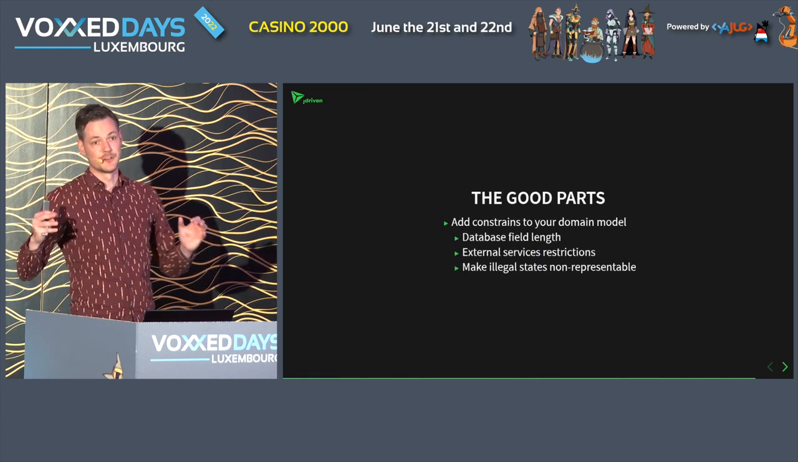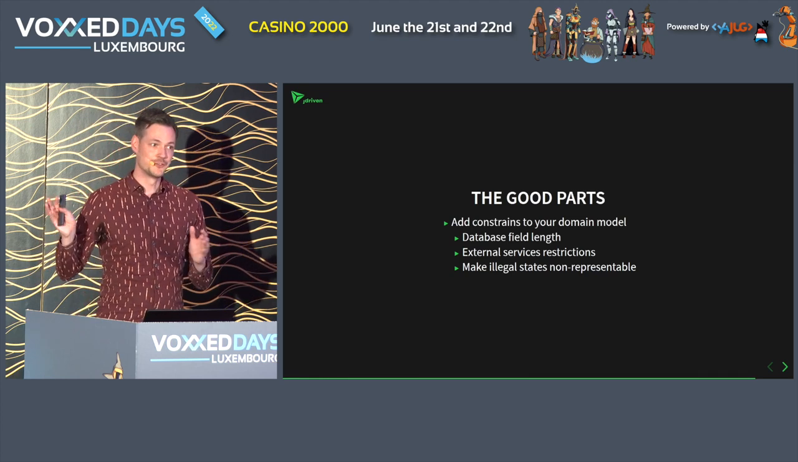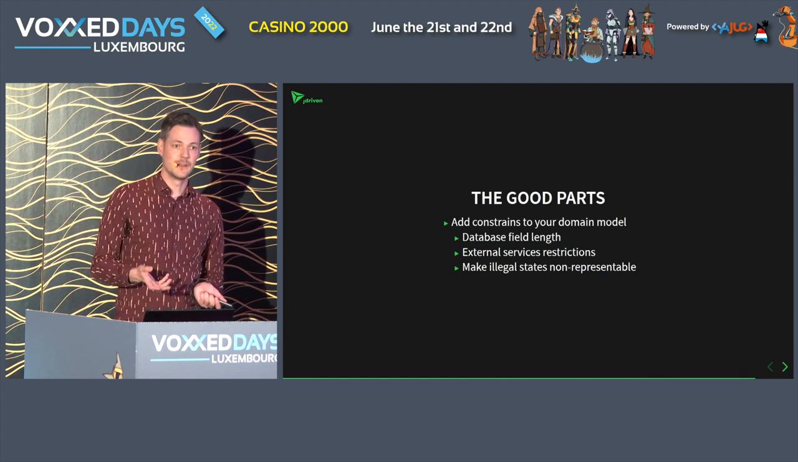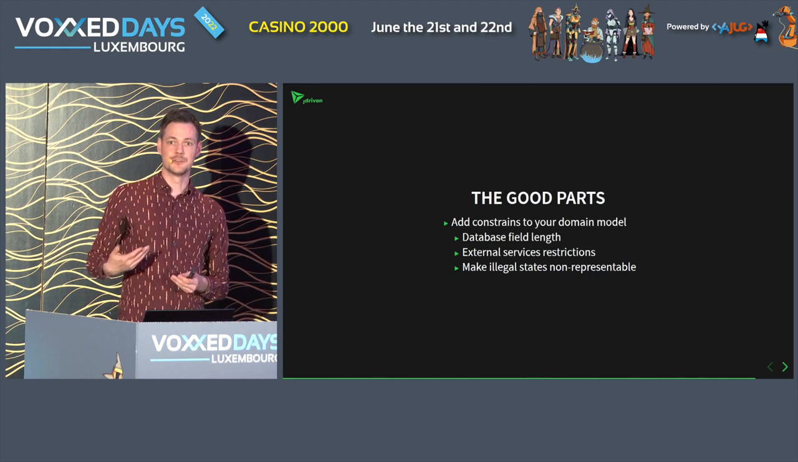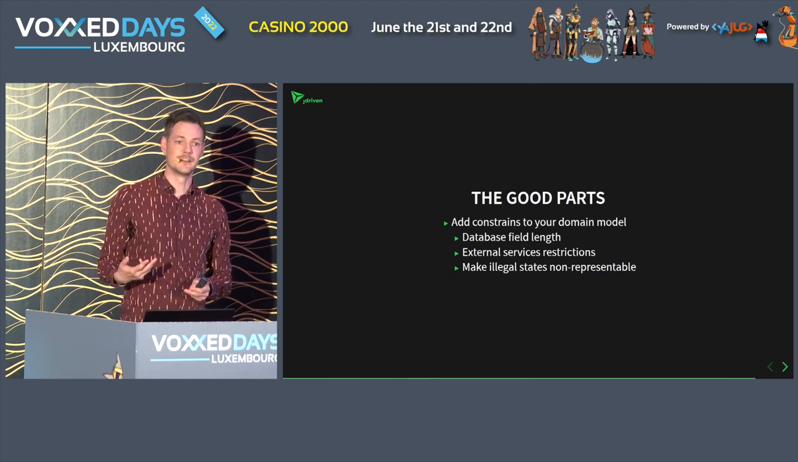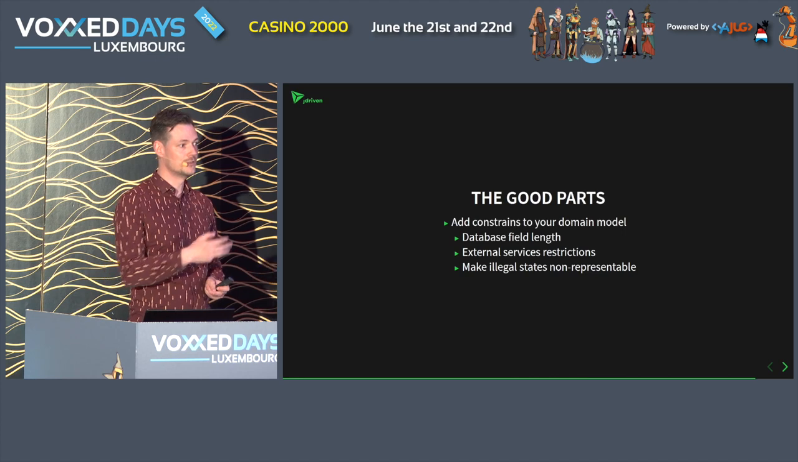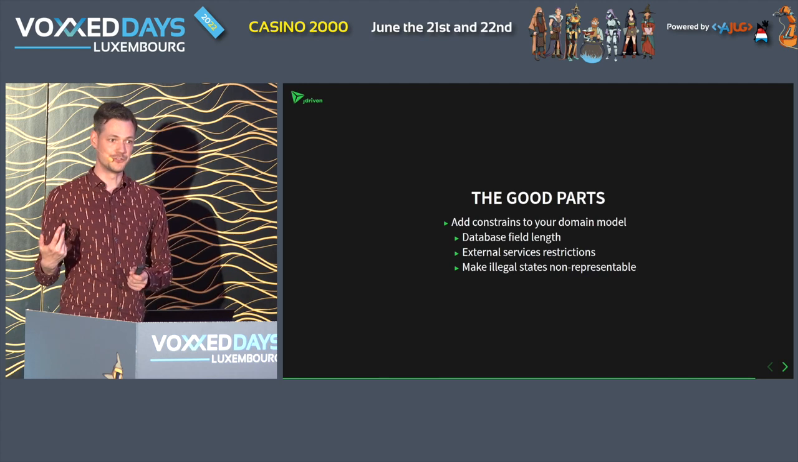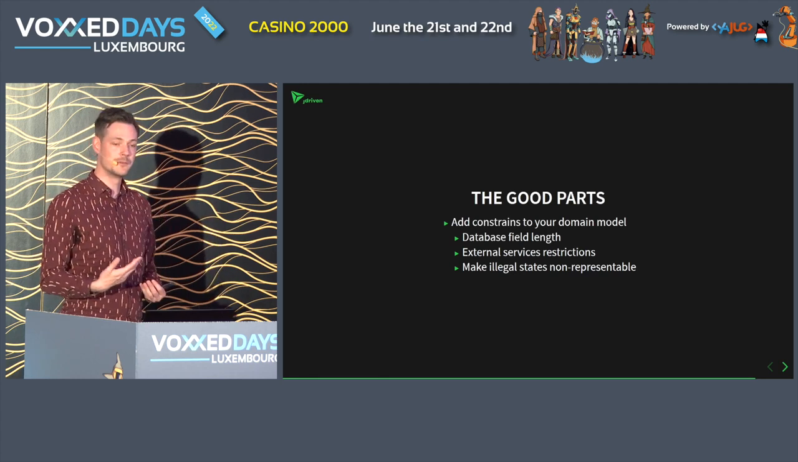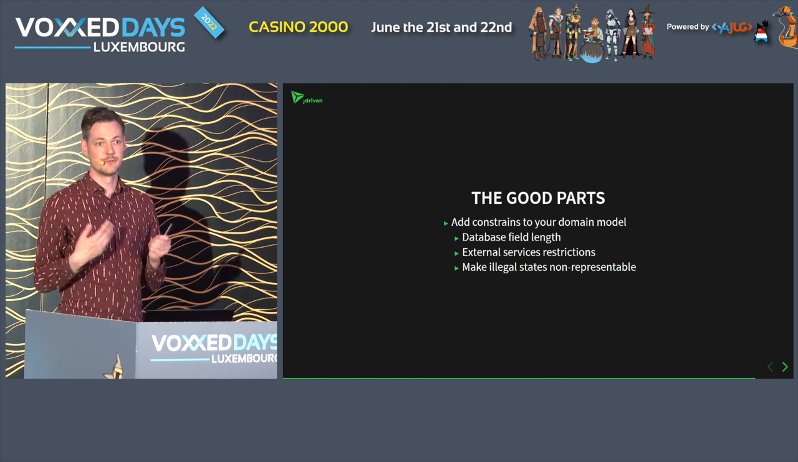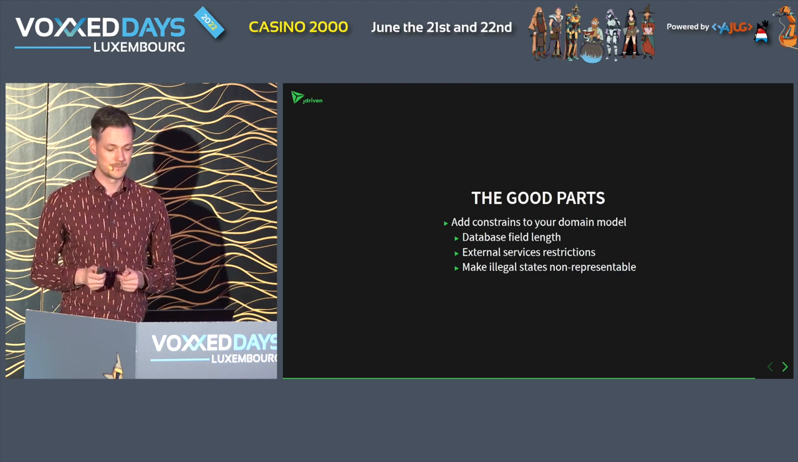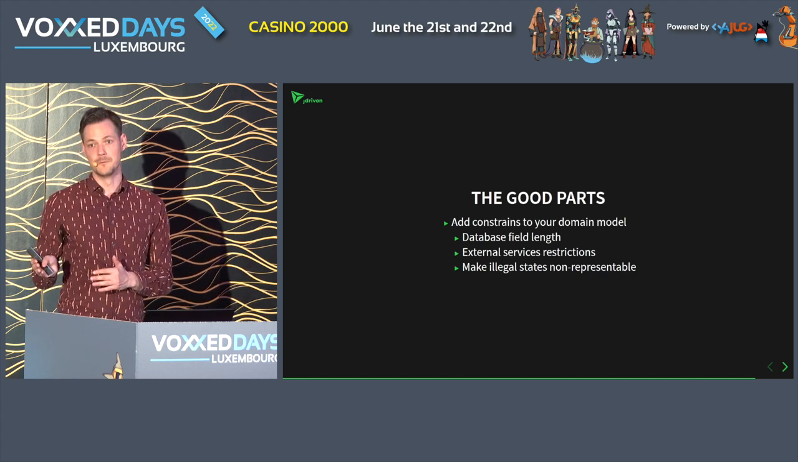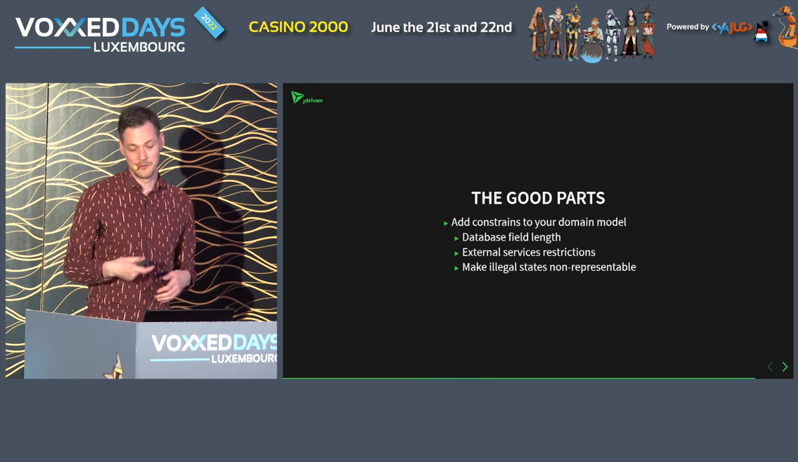So the good parts of this, there are also some bad parts coming up. You can add constraints to your database, to your domain model, like the string length and such. Your database might have certain restrictions that this field can only be 10 characters long. It's really nice if you can actually model this in your domain model. Or an external service might have certain restrictions. As in, you can model all your business logic in your domain model, and it enforces that these conditions will be met. Basically, it makes sure that illegal states are no longer representable. And that's something I really like to strive towards.